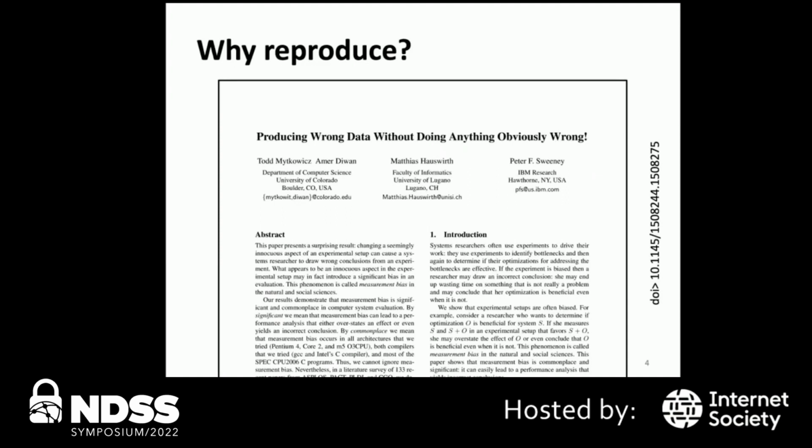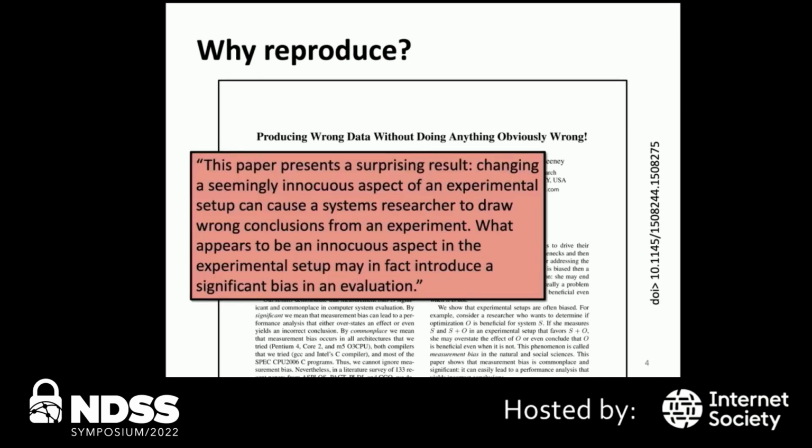So this is one of my favorite papers. It was a paper from a conference called ASPLOS. It's a systems conference. This was from ASPLOS 2009, and one of the great quotes from this particular paper says, "This paper presents a surprising result. Changing a seemingly innocuous aspect of an experimental setup can cause you to draw wildly wrong conclusions about an experiment."